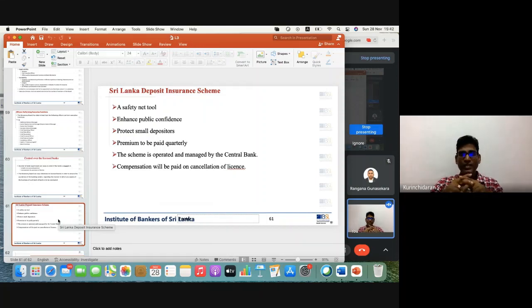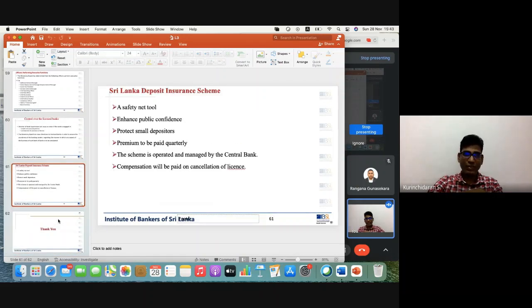Every bank should pay the premium quarterly. This fund is operated and managed by the Central Bank of Sri Lanka. When the license is cancelled, compensation will be paid. So many finance company deposit holders got their money due to this deposit insurance scheme, right? So that is also one of the key aspects of these regulations.